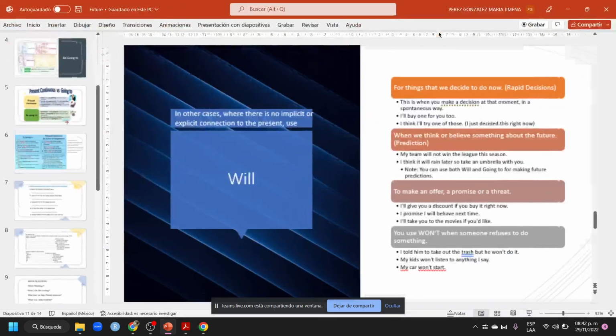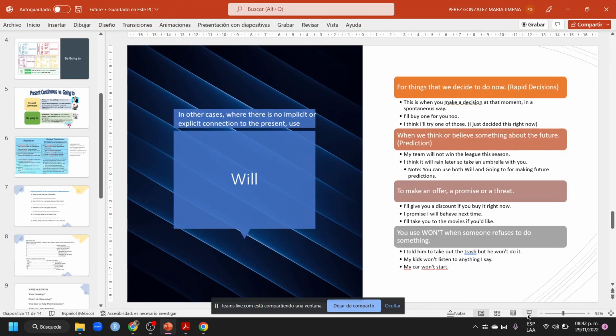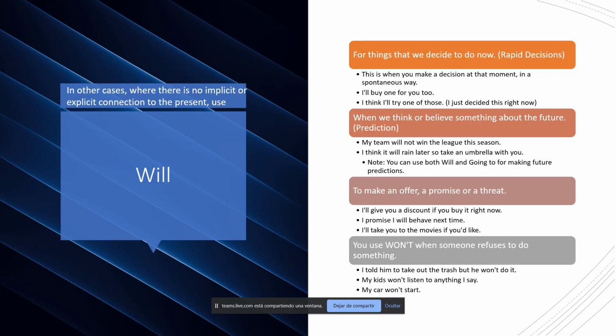Okay, can you see my screen? Yes. Okay, "will." We are going to talk about the future, and when we are sure that it's going to happen, or a prediction with evidence. Yeah, it's true. But we can also use "will."